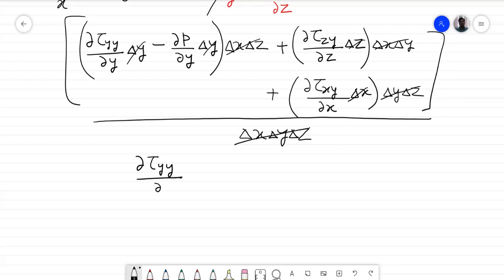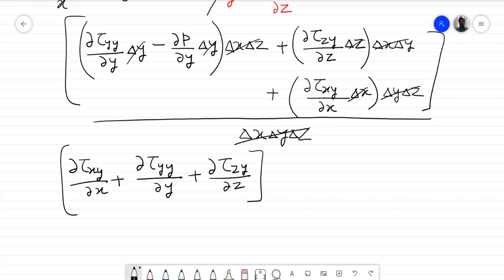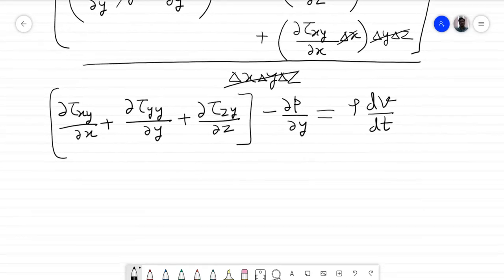dou tau yy by dou y, dou tau xy by dou x, plus dou tau zy by dou z, minus dou p by dou y. And on the right hand side you have rho dv by dt, where d by dt is the total derivative and v is the y component of velocity.